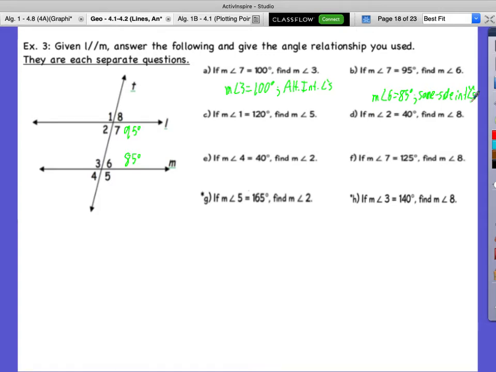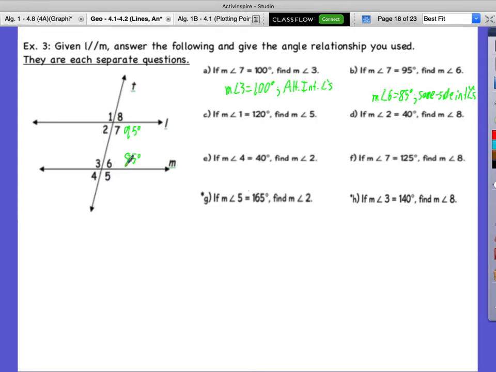Wait, but how do you know that 7 and 6 are the same side? Because they're on the same side of the transversal. This is the transversal T. They're both on the right side, so they're on the same side. If they're on the same side in the interior, they're same side interior angles.